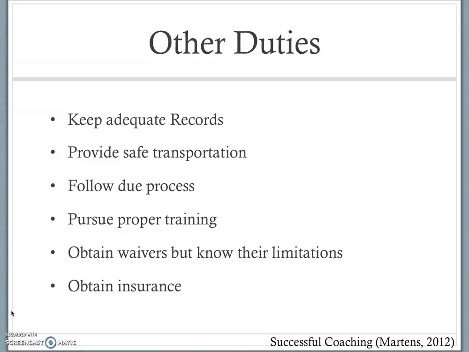In our society today, it is not uncommon for someone to take legal action against another person, especially if an injury has occurred. Insurance is essential in managing risk. Be sure to follow your coaching duties to the best of your ability to reduce your risk of litigation.